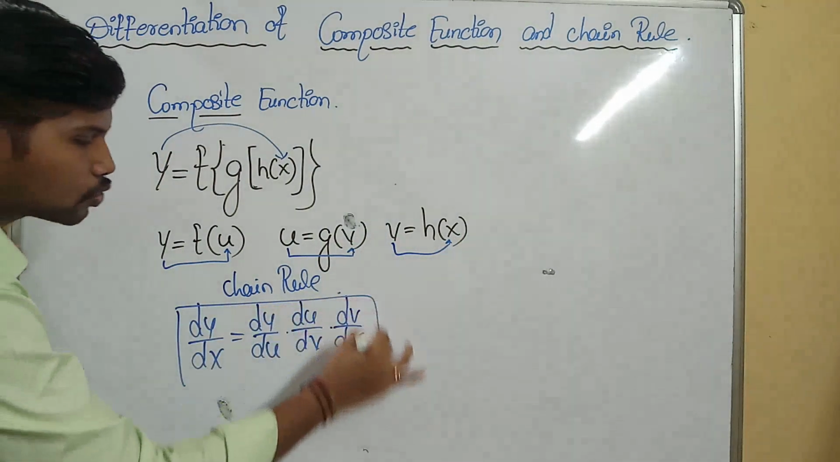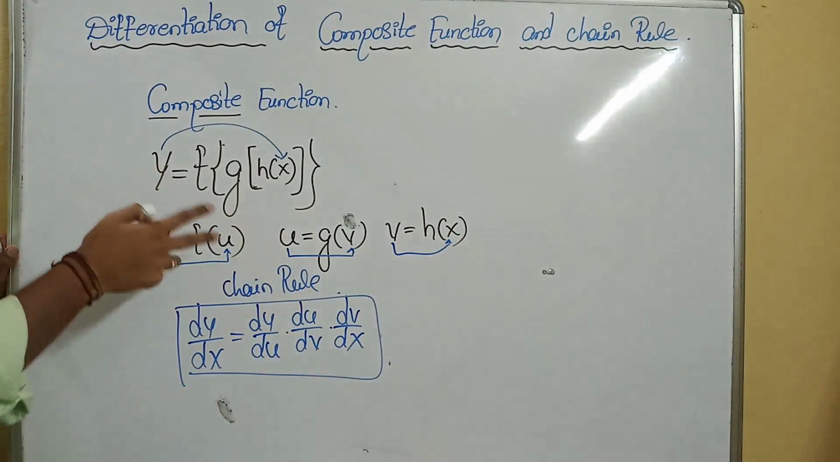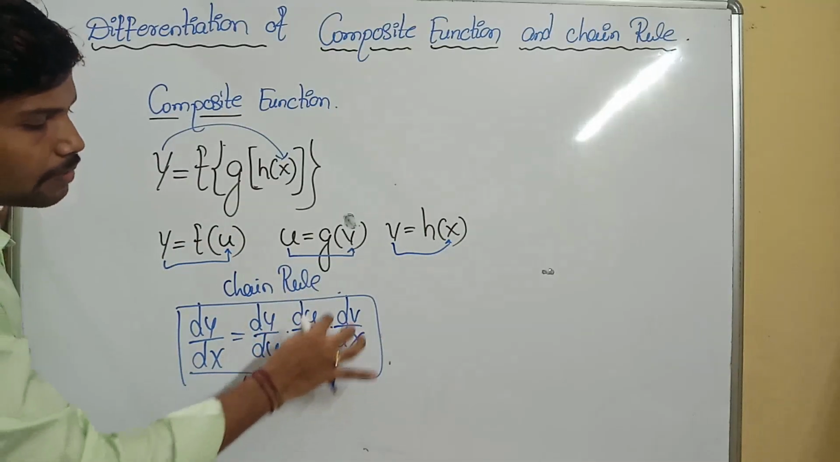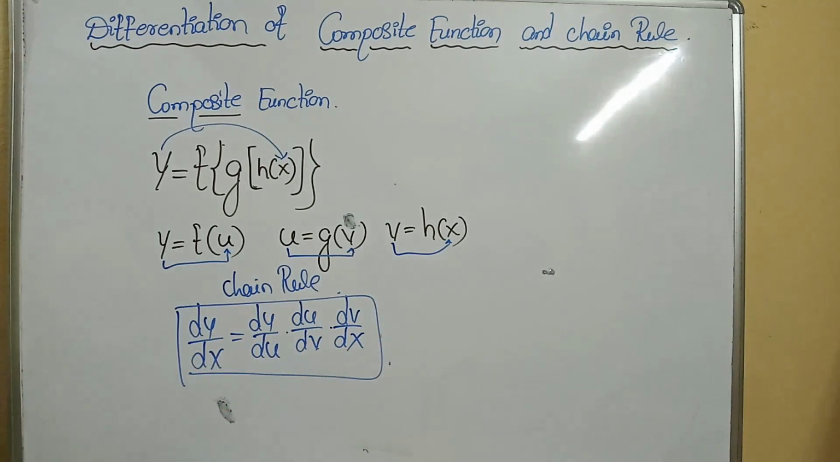It is also a chain rule, but with one function inside another and one more function, a composition of three functions. Observe the right part. dx cancels, dv cancels, du cancels, and we get dy by dx, the left part only. Did you understand the part clearly?